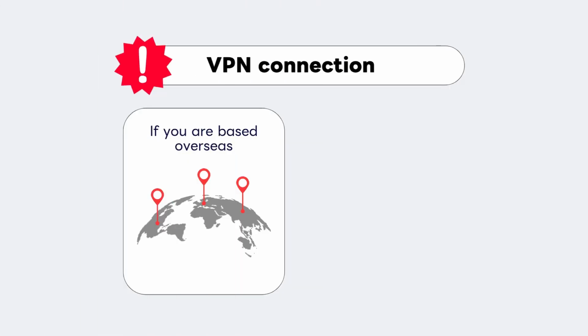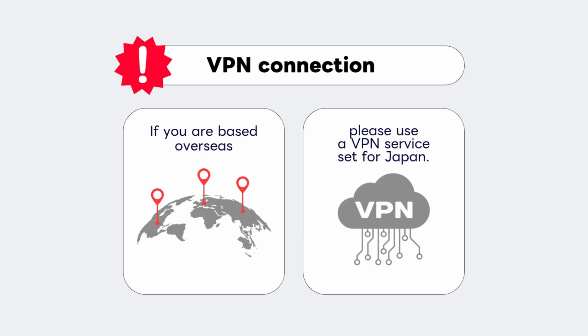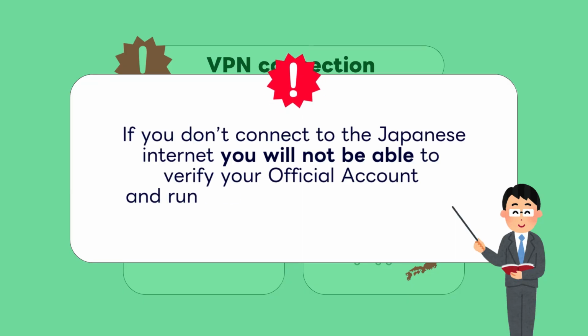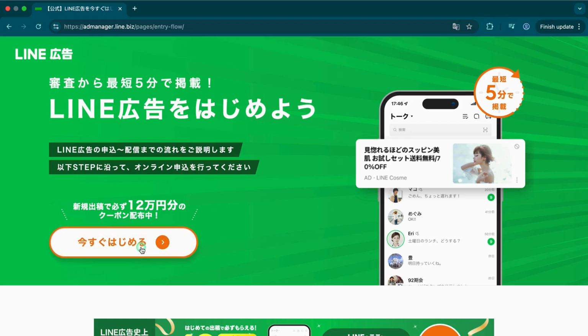If you are opening a LINE Ads account from outside Japan, you must connect your computer to a VPN set to Japan. Without this, you will not be able to verify your official account or run cost-per-friend campaigns. Let's begin the setup process.